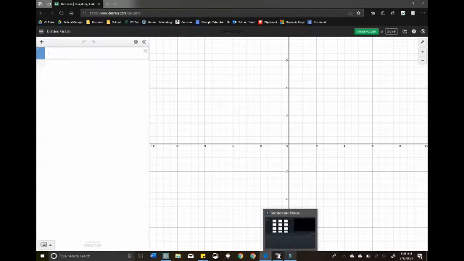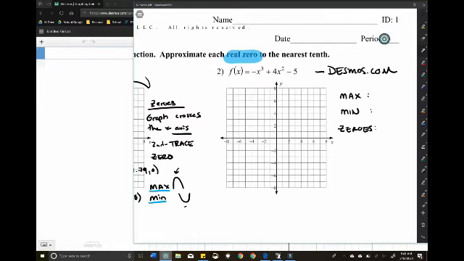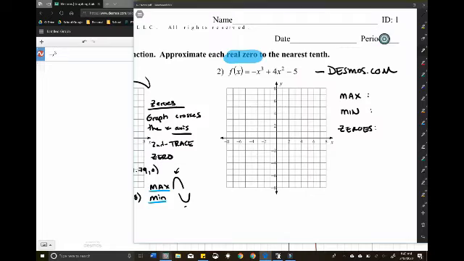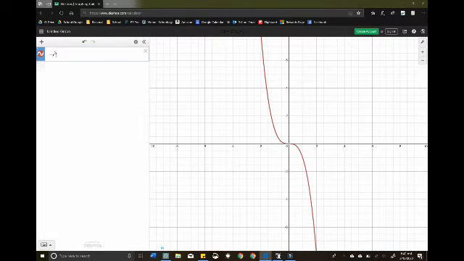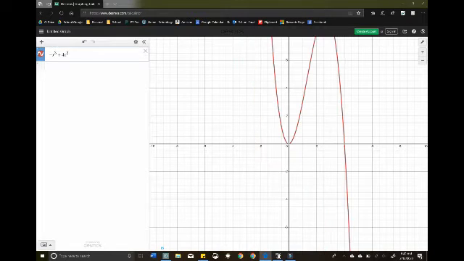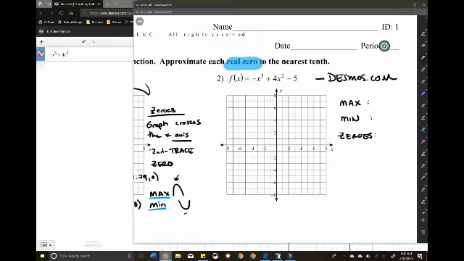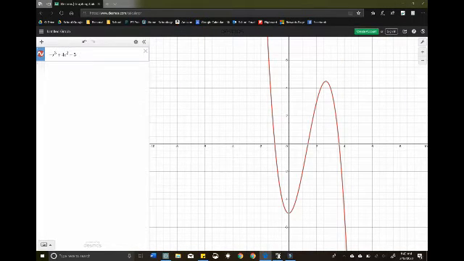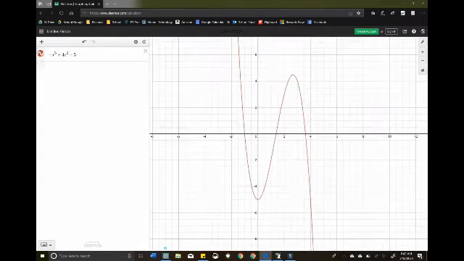Wonderful. Okay, now let's remember what our equation was. It was negative x to the third plus 4x squared minus 5. So we're going to type that in there. Negative x to the third plus 4x squared. And you could do the caret and then minus 5. Boom. There it is. Nice and plotted for you.